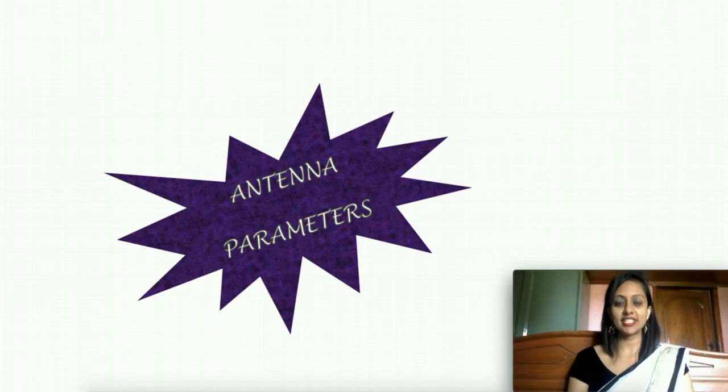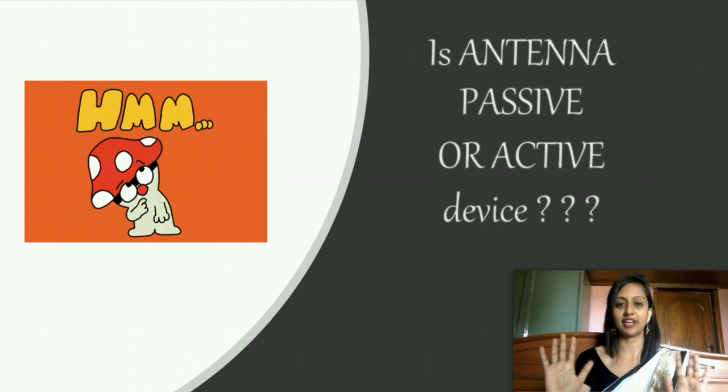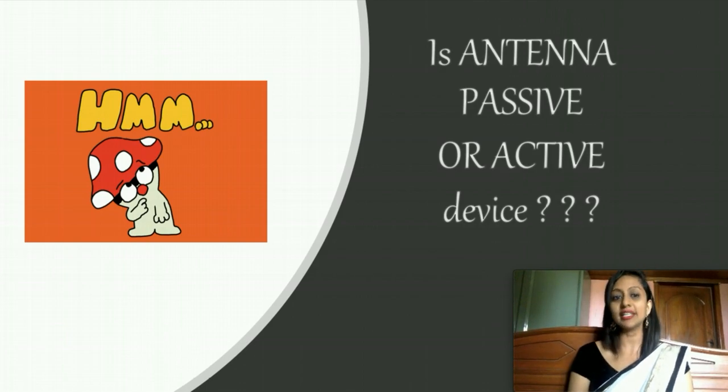Let's discuss what the antenna parameters are. I have a small question before we move into the parameters. Is an antenna a passive or an active device? What do you think, guys? A passive device needs external power to trigger. An active device is self-activated; it doesn't need anything external, it works on its own. So what do you think an antenna is, active or passive?